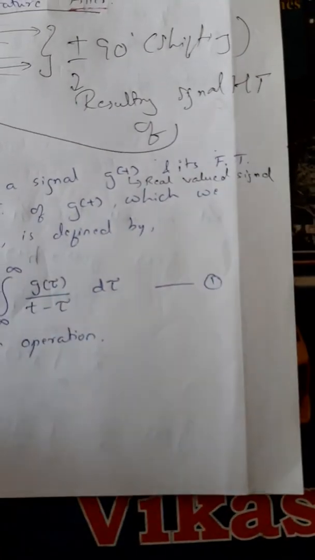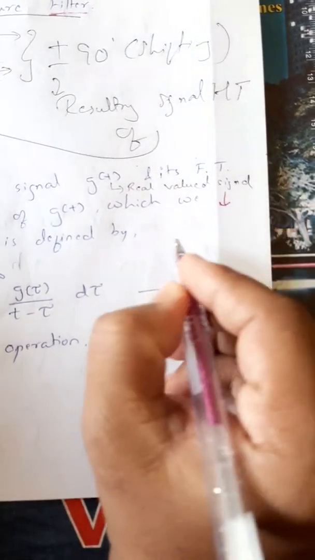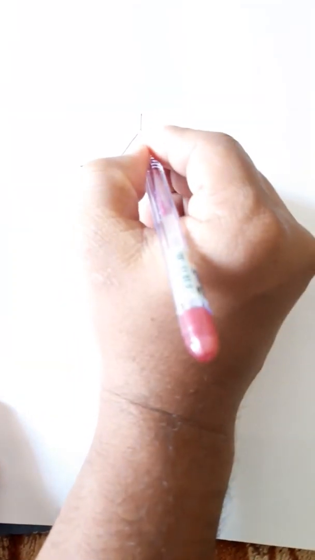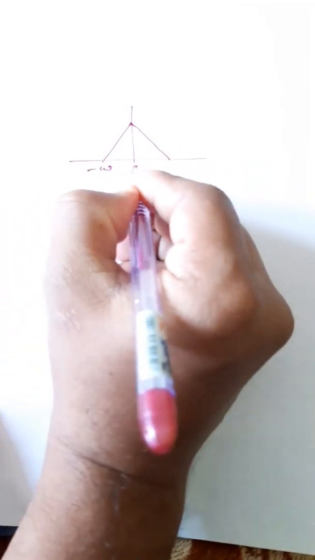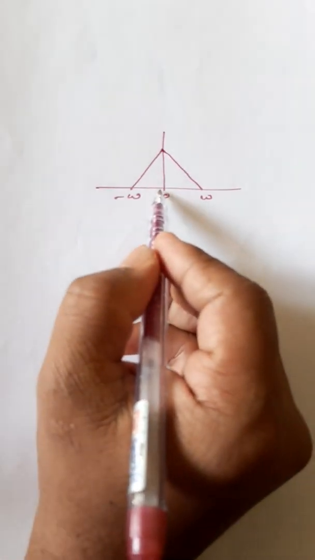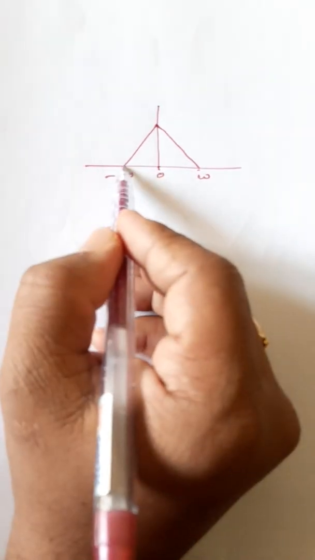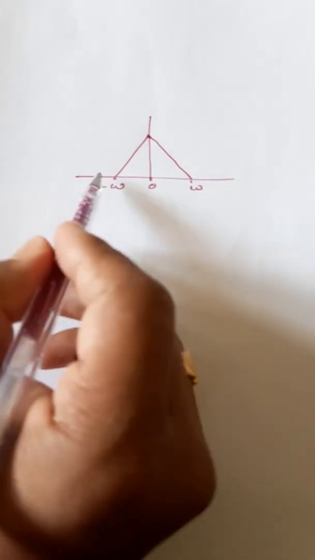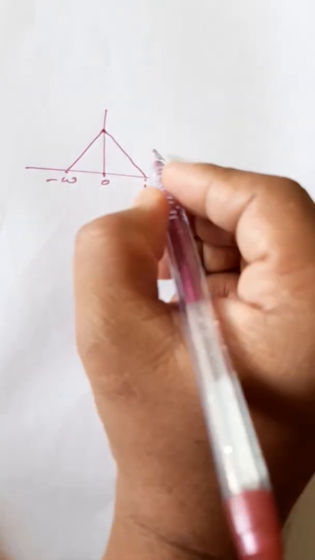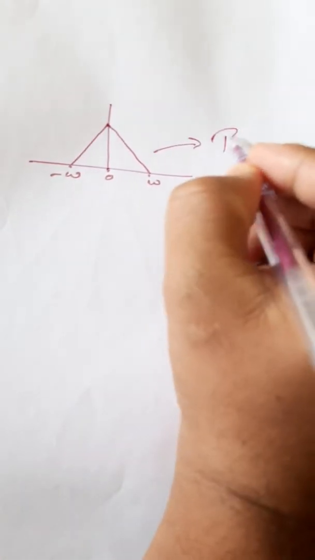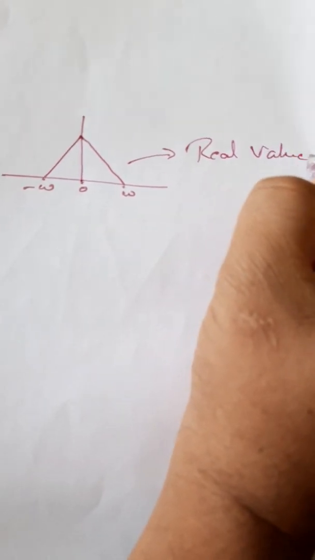Let's go into this a little bit. I'll take a new page. I'll take the Fourier transform of a signal. If the Fourier transform of some signal is like this, centered at 0 and symmetric, from 0 to minus w and also 0 to w, both symmetric, then it is called a real valued signal.